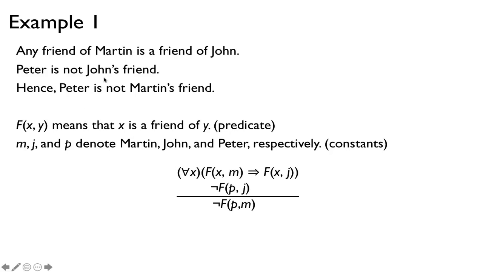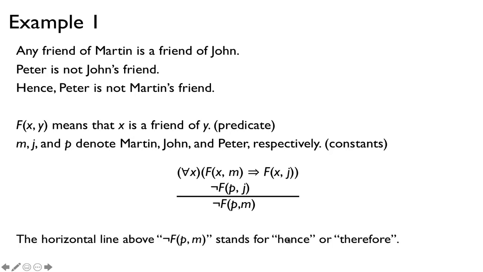Peter is not John's friend. Well, we'll just say not f of p j. F of p j means Peter is a friend of John, so that's not true. And then this line means therefore or hence. So if these are true, then the conclusion is that Peter is not Martin's friend. And so these are the premises, and this is the conclusion, or the entailment. This is the sentence entailed from these two sentences.